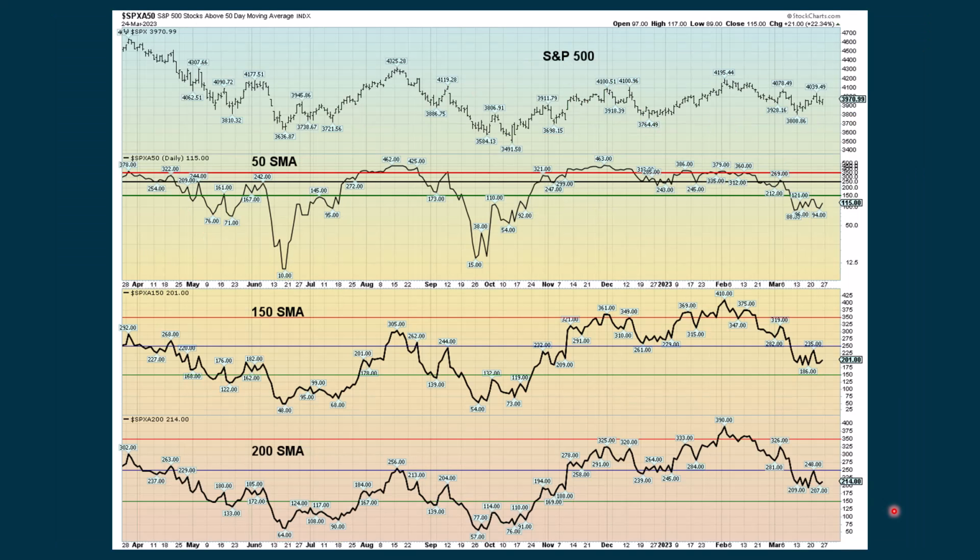Here's a long-term moving average study. I have the 50 period on here just for reference. What I'm looking at mostly are the 150 and 200. We're showing a little bit of improvement and not giving us an extreme negative reading.